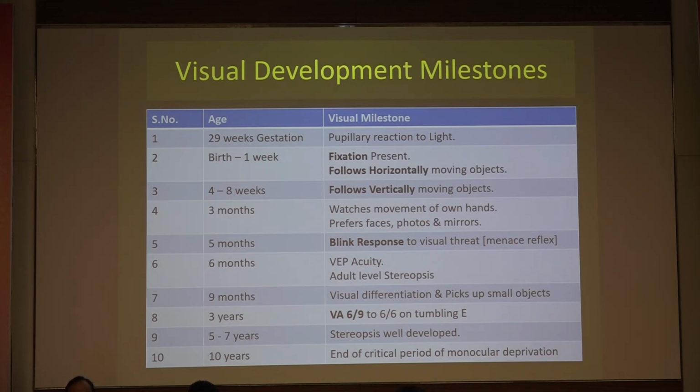So for that, it is important to remember the visual developmental milestones, as you can see in this chart over here. That at birth to 4 weeks, a child develops fixation and follows objects horizontally. And at 5 months, he develops the blink response, so on and so forth. So if a child does not follow the VDMs, then you must immediately suspect that he has got profound vision loss.